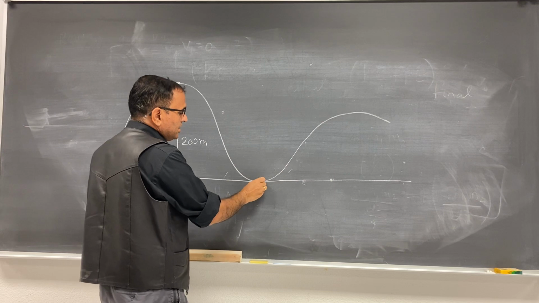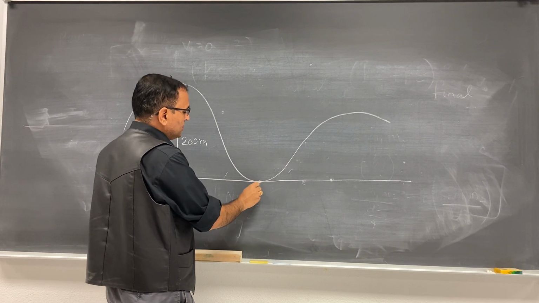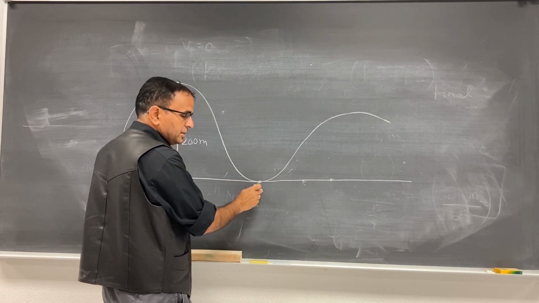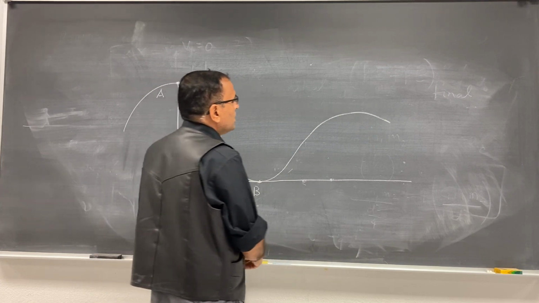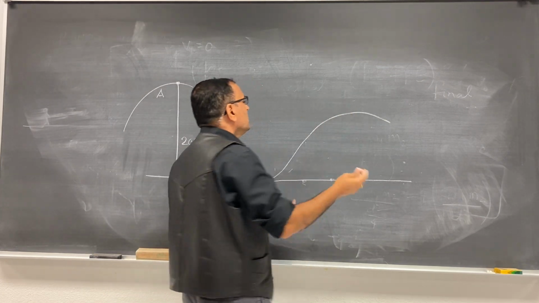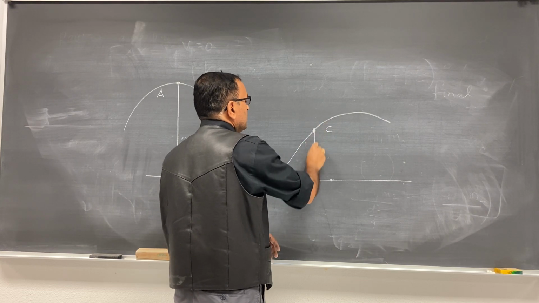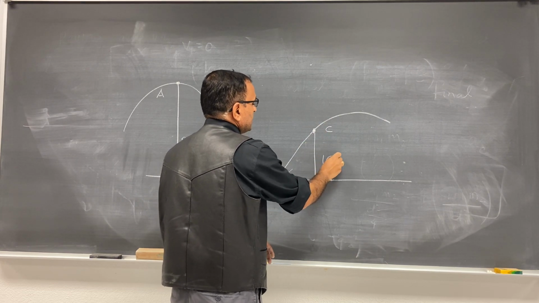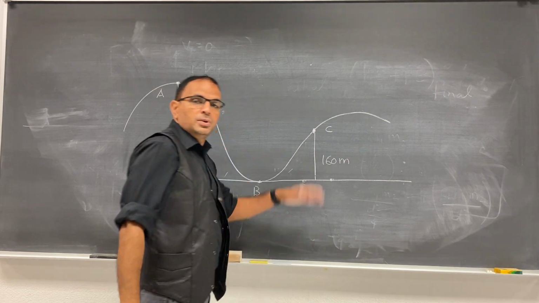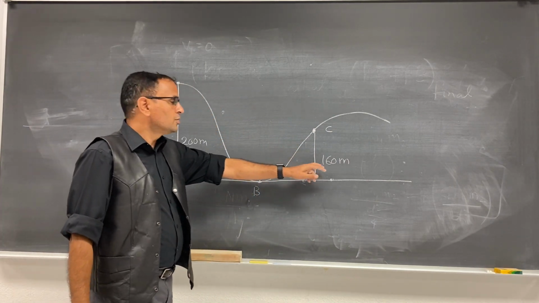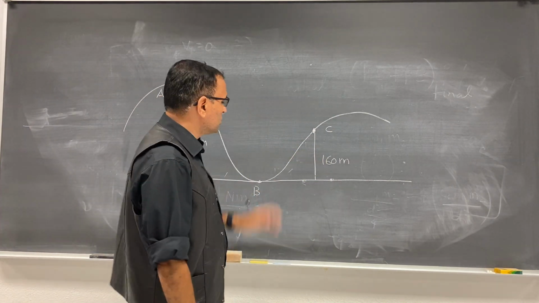What is the height here? Height is 0 here. This is point B. Height is 0, you measure from here. And another point here, you can choose any point. Let's say choose this point, point C. Let us suppose this height is 160 meters. Whatever is given, just don't copy this number. I randomly chose the number.